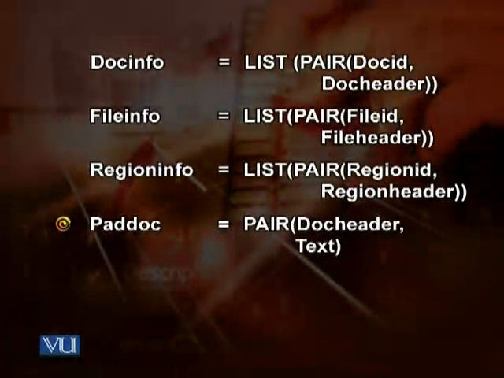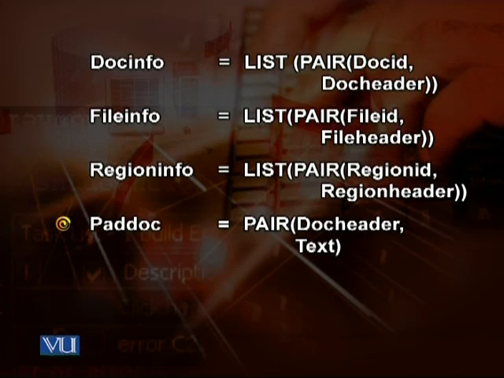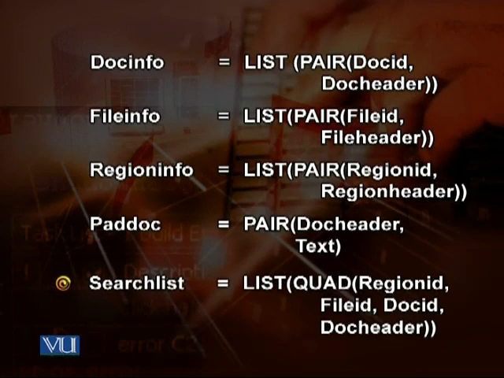Similarly, we have the list of files within a region which has file IDs and file headers, and list of documents inside a region which has the document ID and document header. So this is in the same way, we made pairs and made lists of them, and we need to have that, as that was one of the requirements of our system. Now we have pad doc, which is basically a temporary document which contains the text corresponding to a document. If we make a pair of document header and the corresponding text and call it pad doc, so it is a document pad. And then we have the search list, which is a list of quads of region IDs, file IDs, document IDs, and document header.